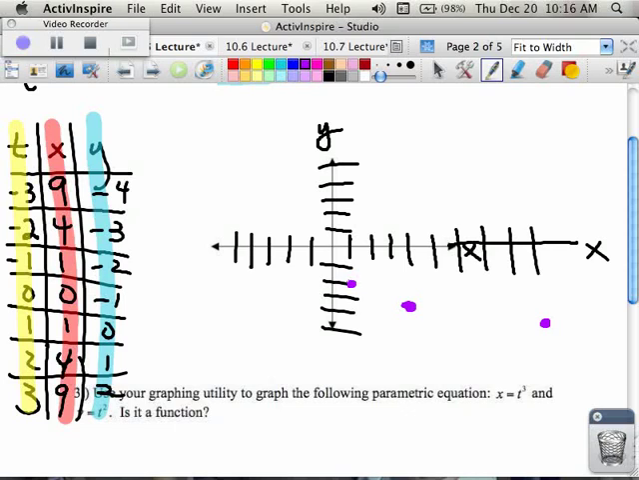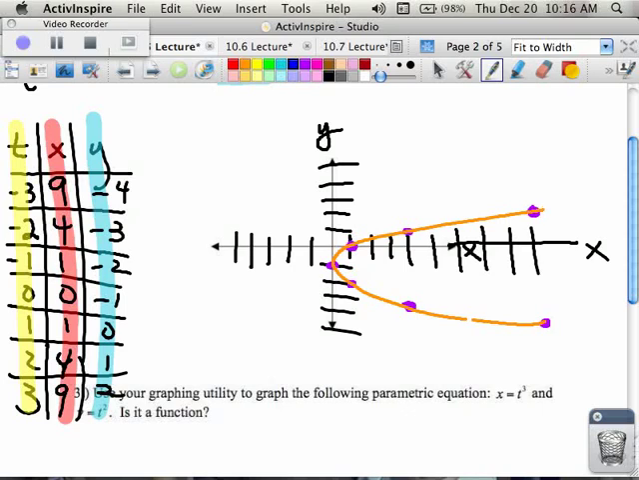0, negative 1. 1, 0. 4, 1. And 9, 2. Is that what it says? And this is also a parabola. It's a sideways parabola. One of the parabolas we just got done talking about.